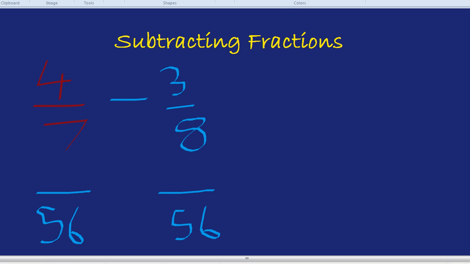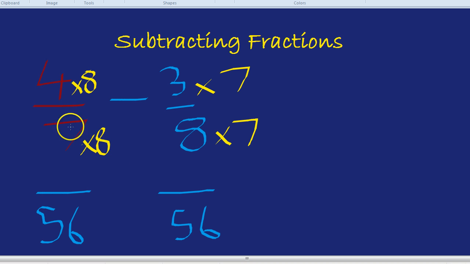7 times what to get to 56? Well, 7 times 8, it's the other number. So this side is also going to be the other number, 4 times 8, because the top line always has to be multiplied by the same thing as the bottom line. Otherwise, the fraction will change. 8 times 7 got us to 56, so we do 3 times 7. 4 times 8 is 32. 3 times 7 is 21.